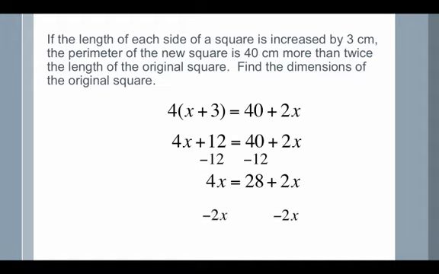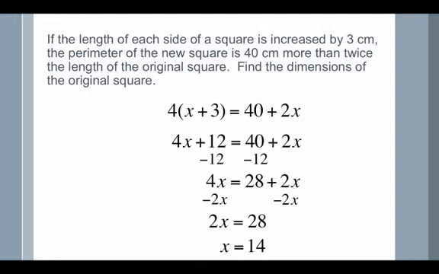Now I need to move the 2x. Subtract 2x from each side, and I'm getting 2x equals 28. Lastly, isolate the x, which means to divide both sides by 2, and I get x equals 28 divided by 2, or 14. Again, we don't want to leave it like this.